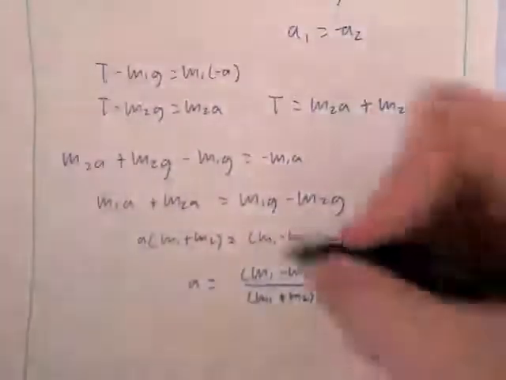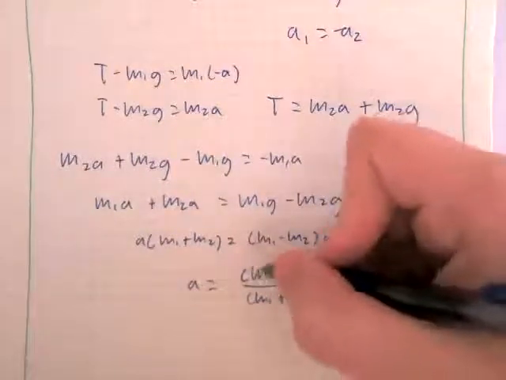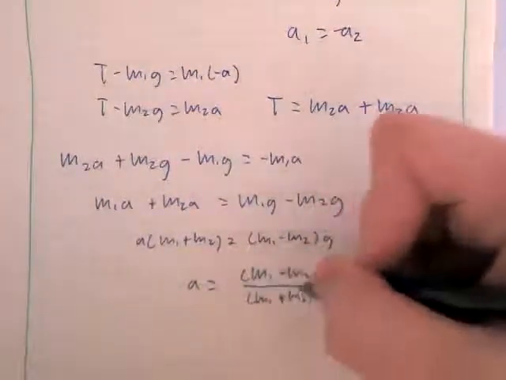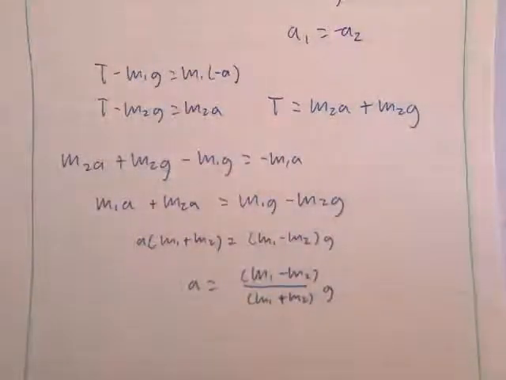Which is borne out by our equations. If we have the same mass for M1 and M2, M1 minus M2 is 0. M1 plus M2 can be whatever it wants. It doesn't matter. 0 times anything is 0. Our acceleration is 0. They don't go anywhere.